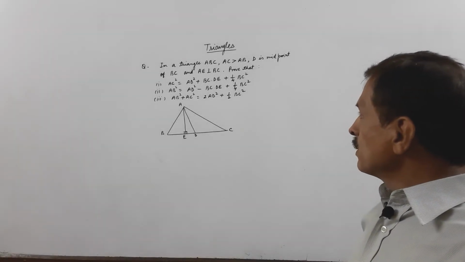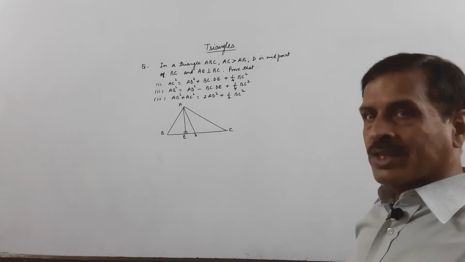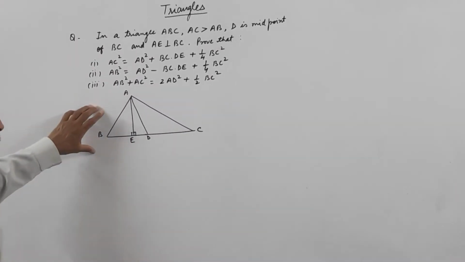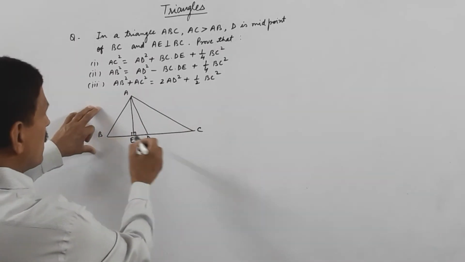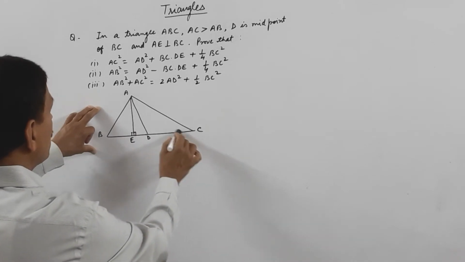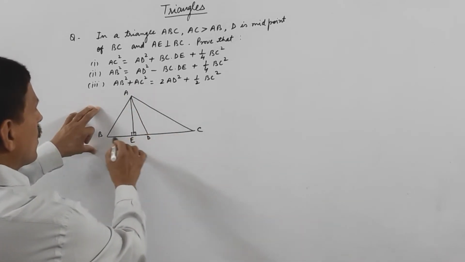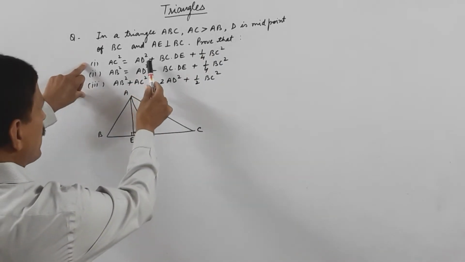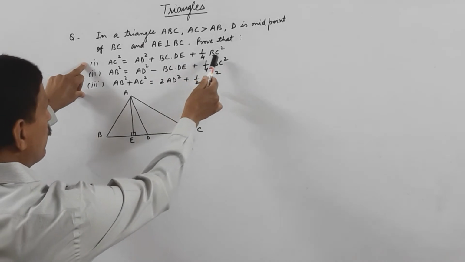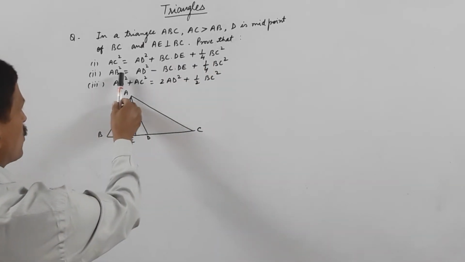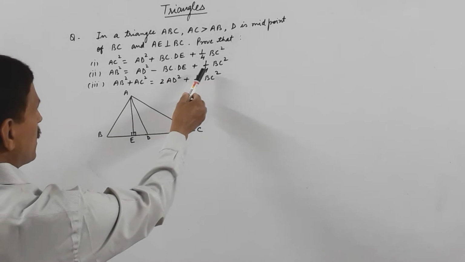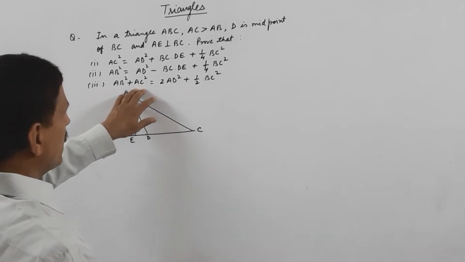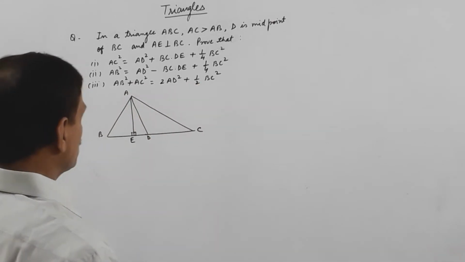Now we will consider some questions based on Pythagoras theorem. In a triangle ABC, AC is greater than AB, D is midpoint of BC, and AE perpendicular on BC. Then we have to prove first part, AC square is equal to AD square plus BC into CD plus 1 by 4 BC square. Second part, AB square is equal to AD square minus BC into CD plus 1/4 BC square. And third part, AB square plus AC square is equal to twice of AD square plus half BC square.